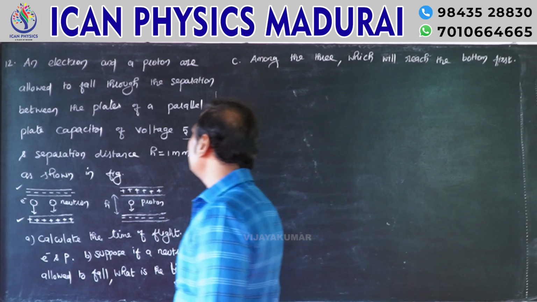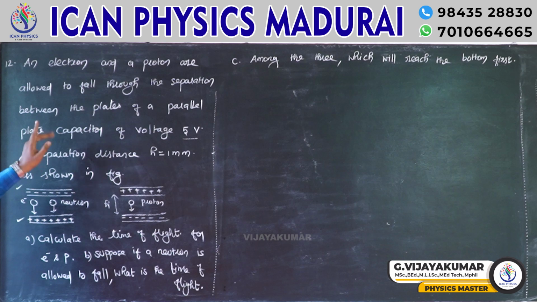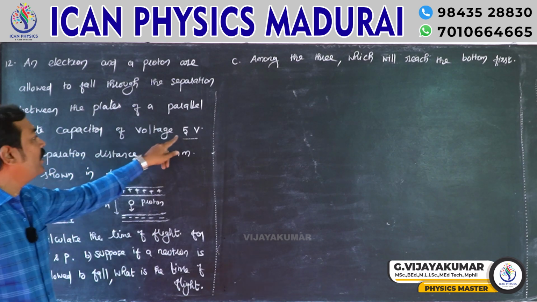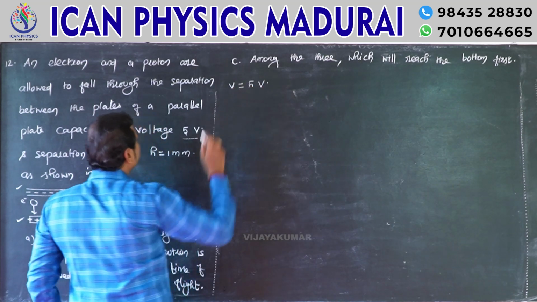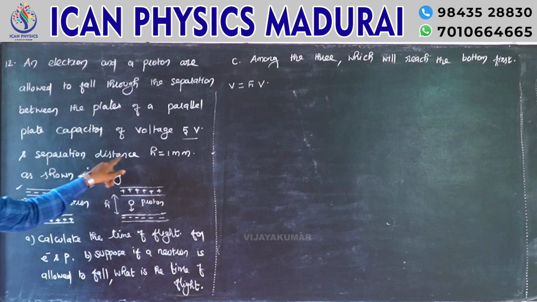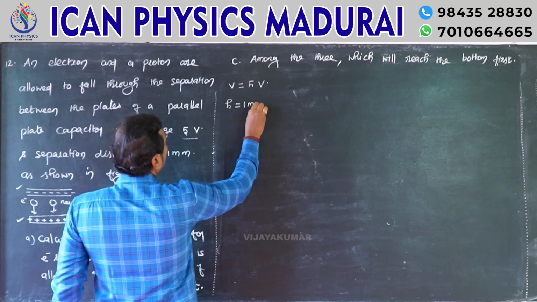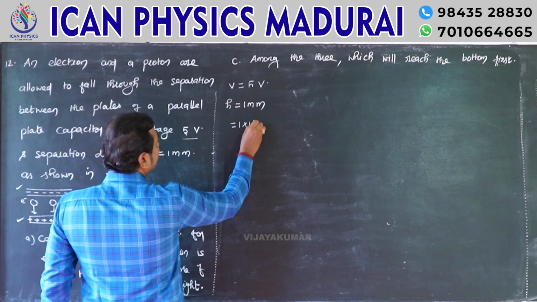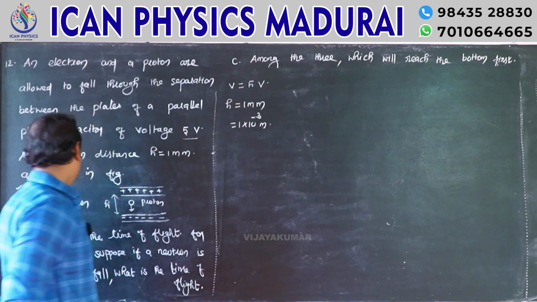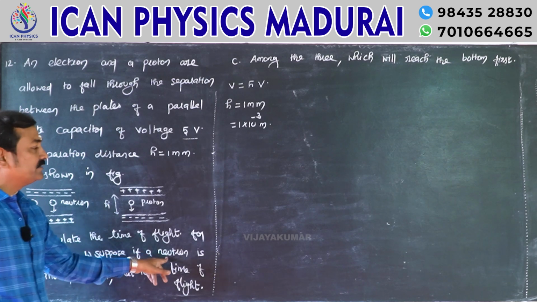Okay. So, an electron and a proton are allowed to fall through a separation between the plates of a parallel plate capacitor of voltage 5 volt. So, voltage is 5 volt, and a separation distance h equal to 1 millimeter. Now, convert the millimeter into meter. So, 1 into 10 to the power minus 3 meter, as shown in the figure. Calculate the time of flight for electron, proton and neutron.